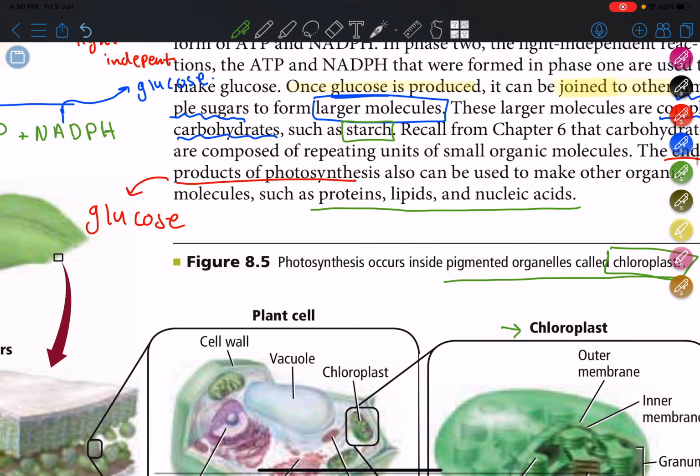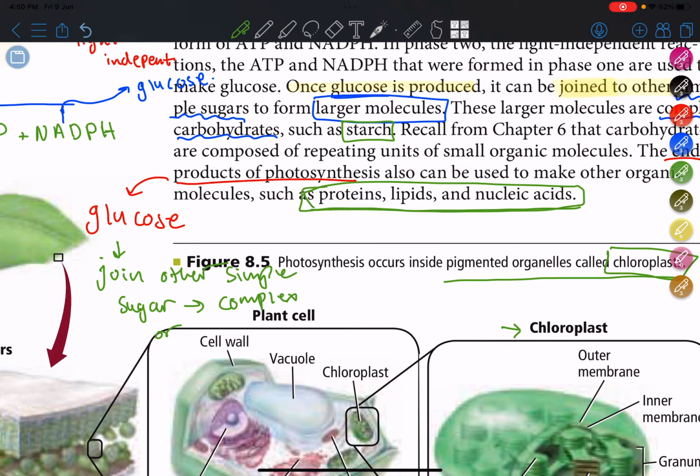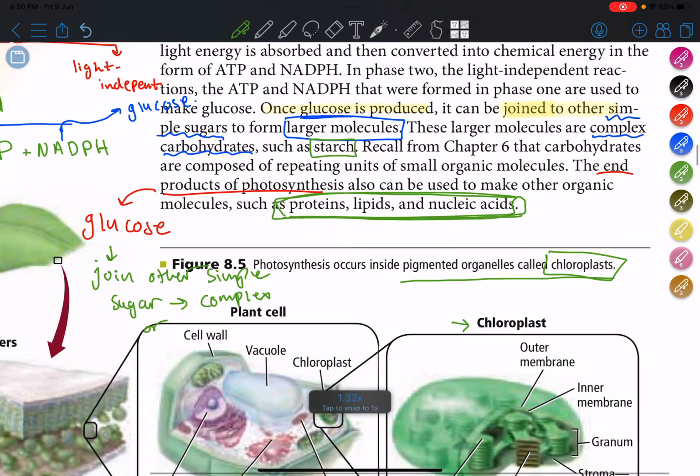So what can glucose be used to make? It can join other simple sugars and create complex carbohydrates, or it can be used to make protein, lipids, and nucleic acids.